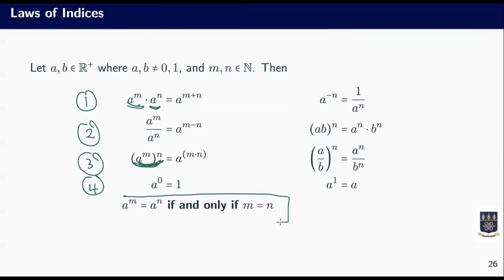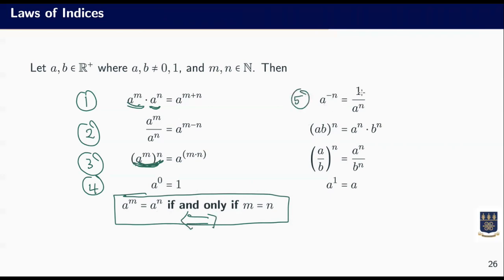Or this is not even the fifth one, but this one tells me that if the bases are the same in this equation, their indexes are the same. And it's an if and only if, so in both directions. So we'll make this 5.